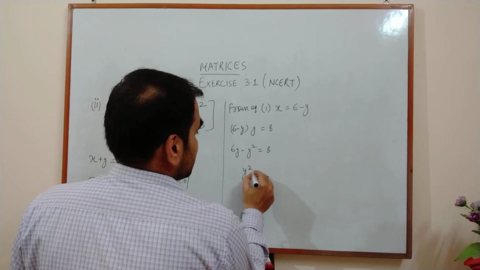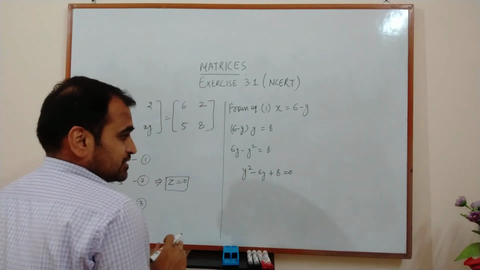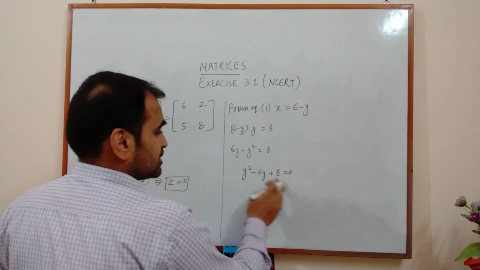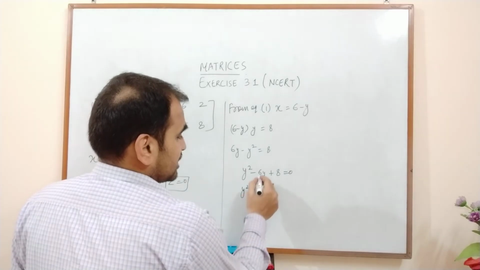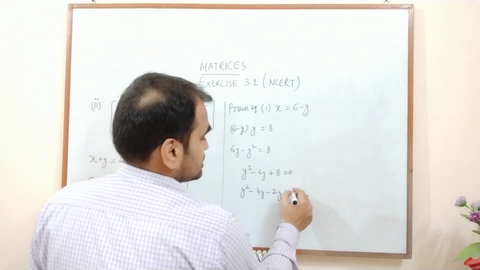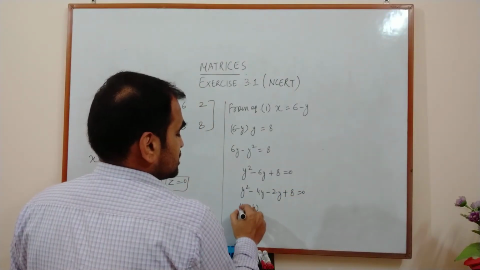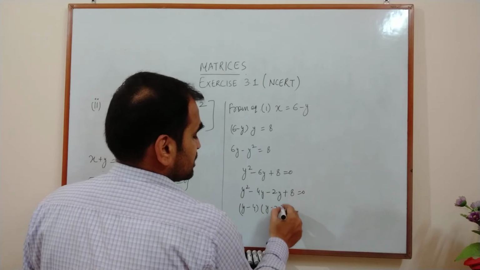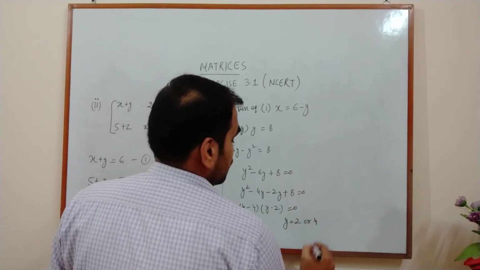Now it becomes a quadratic equation, and we can factorize it to get the value of y. The multiplication of the first and the last term is 8, so we can split this. 6y is 4y plus 2y, so y square minus 4y minus 2y plus 8 is equal to 0. So you will get (y minus 4) and (y minus 2) as the factors, equal to 0. So y is equal to 2 or y is equal to 4.